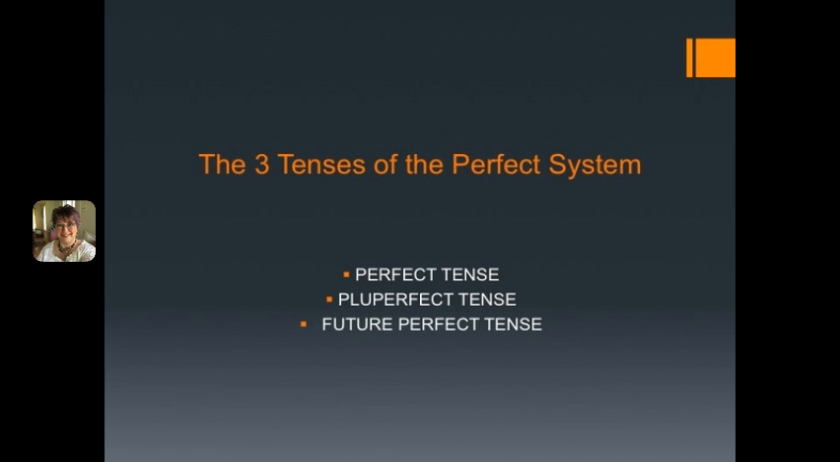So as we go through the next several slides, we're going to learn about some of the things that are the same and different between the perfect system and the present system. We're going to learn about each of the specific tenses in English and in Latin, and by the time you're finished with this, you'll know how to conjugate and translate Latin verbs in the perfect, pluperfect, and future perfect tense into English, and hopefully you'll know something about how to use them in English as well.